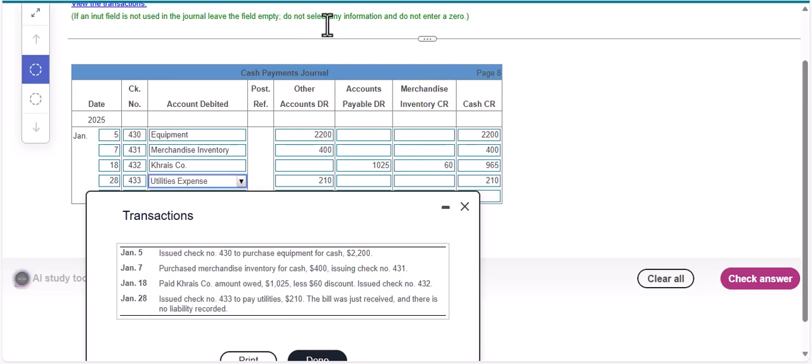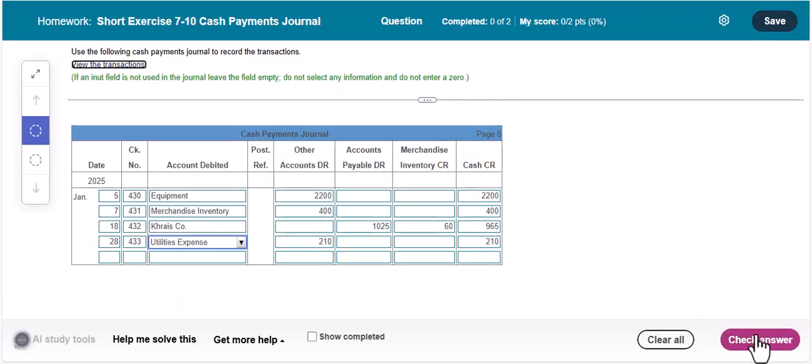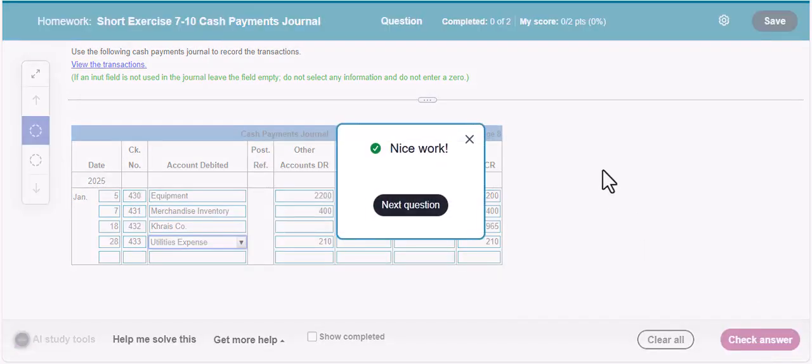Let's go ahead and check our answer. Nice work. So in the next problem, we'll take the same cash payments journal and we'll post it to two places. One, the accounts payable subledger, because there's an accounts payable column, and then we'll post everything else to the general ledger.